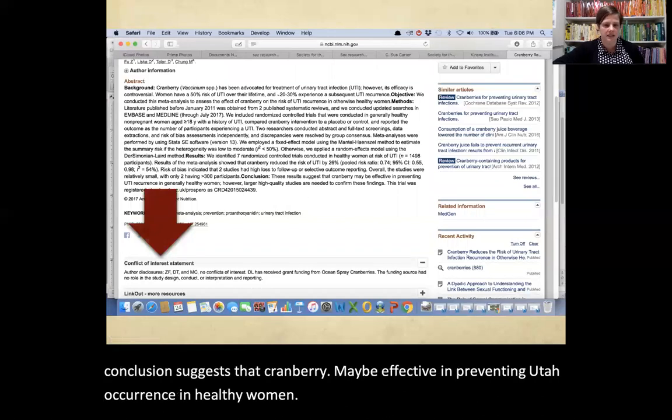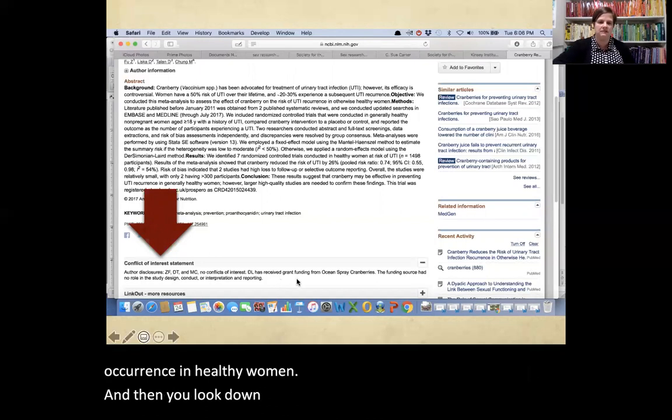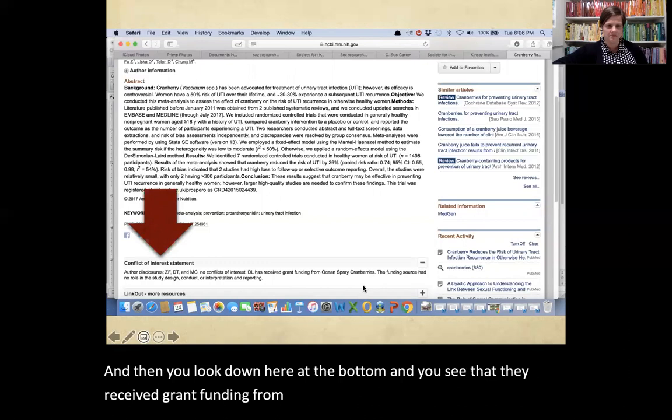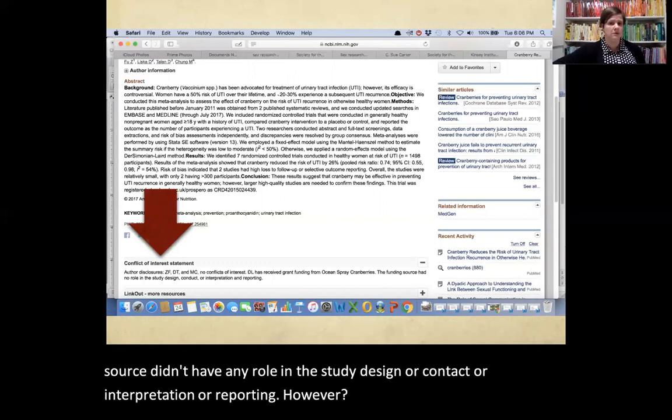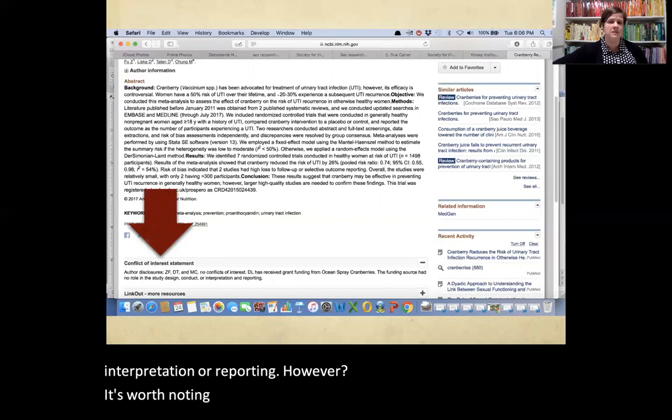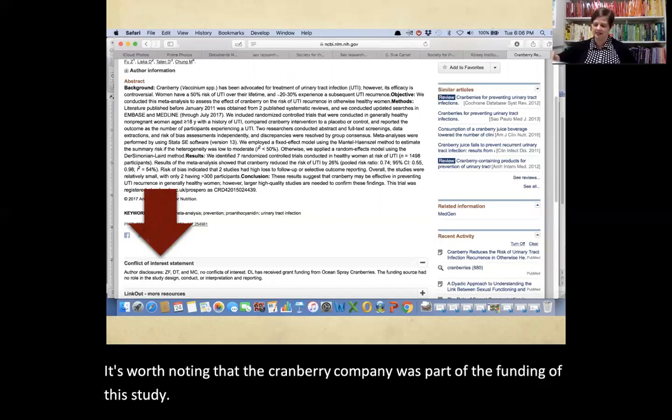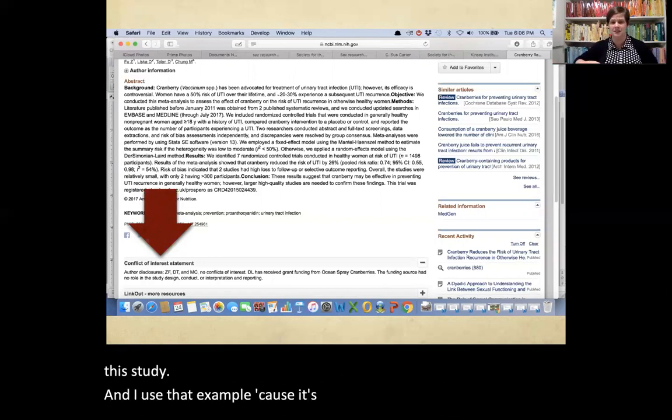And then you look down here at the bottom and you see that they received grant funding from Ocean Spray Cranberries. So the funding source didn't have any role in the study design or conduct or interpretation or reporting. However, it's worth noting that the cranberry company was part of the funding of this study. And I use that example because it's a little bit funnier than some of the really horrible examples that there are out there.